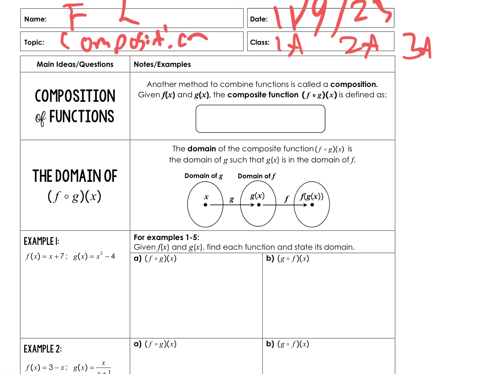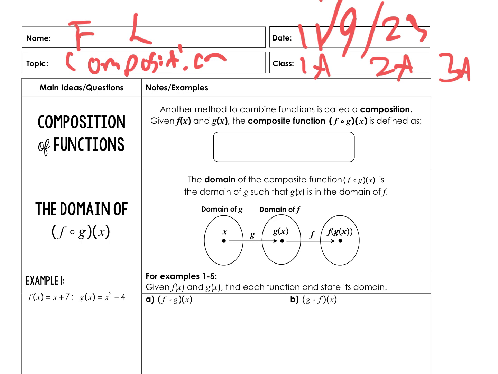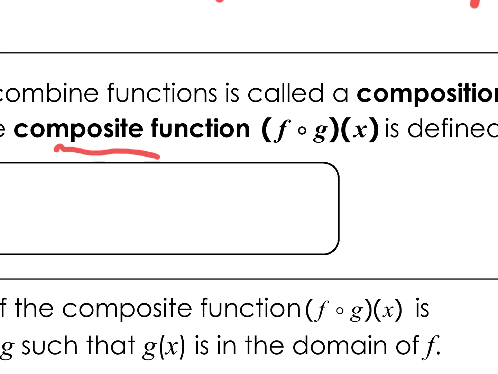Composition of functions. Another method to combine functions is called composition. If we have two functions, f and g, both with respect to x, a composite function could be written as, see the little circle in there? Let me zoom in. We could say this, f of g of x. F of g of x.